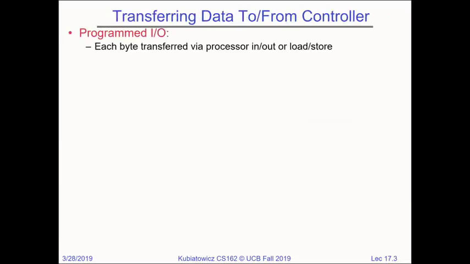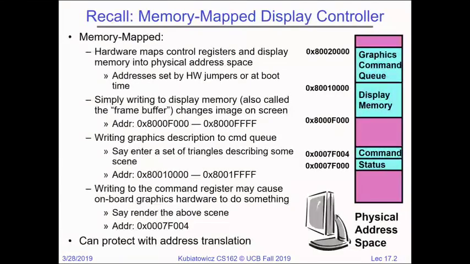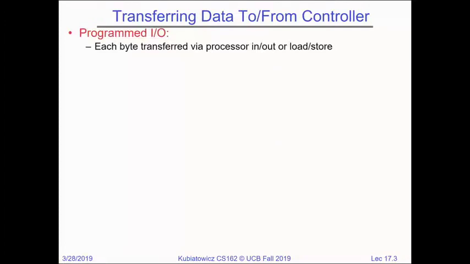All right. So let's talk about getting data to and from the controller. So far we've talked about how there are these memory addresses. The simple thing you could imagine is the CPU goes in a loop and says, write the first byte, write the second byte, write the third byte, write the fourth byte, or maybe it does words. But it's in a loop, and you're tying up one of your CPUs, or your threads, right? That's called programmed I/O.